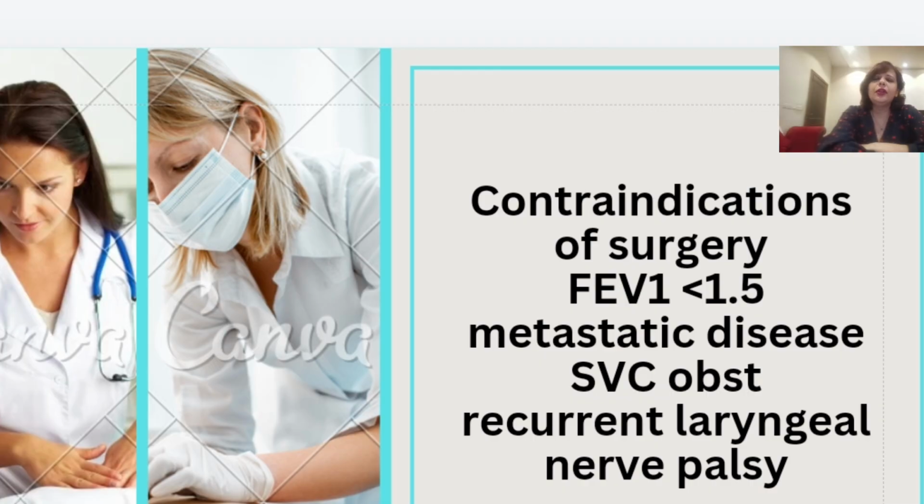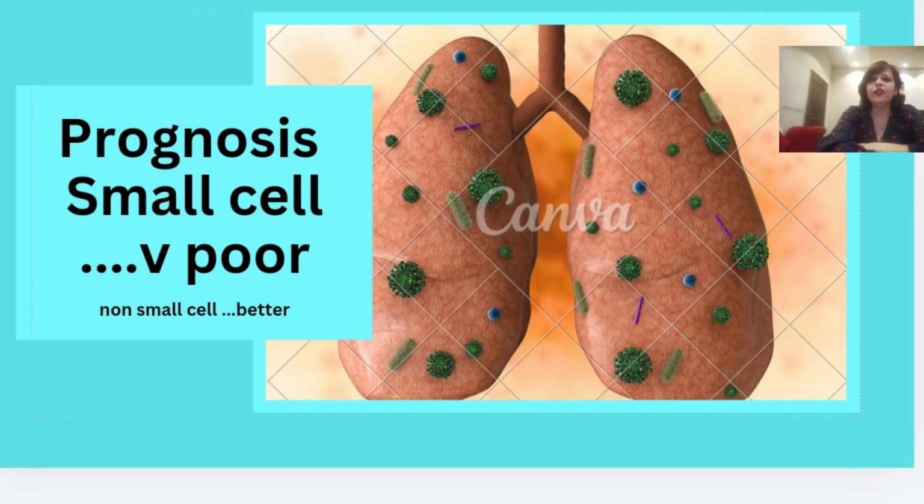If the patient has FEV1, forced expiratory volume in the first second, less than 1.5 liters, it means the lungs have very little reserve. So that patient is not suitable for surgery. If the patient has metastatic disease, superior vena cava obstruction or recurrent laryngeal nerve palsy, or any evidence of brachial plexus involvement, or any other comorbid heart problem or any other problem which puts the patient at high risk, that is a contraindication.